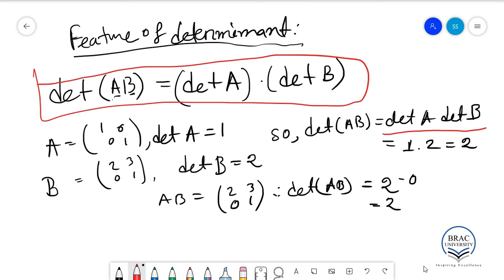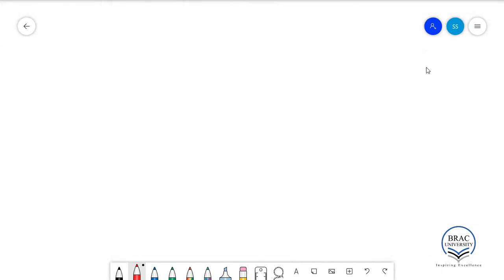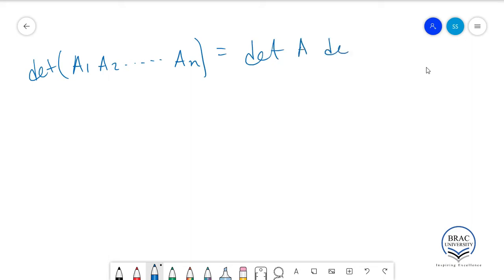So let's say instead of two matrices, let's say I have the most general case, that is I have A1, A2, up to AN, and all of these are square matrices of the same order, and I want to compute their determinant. So this will decompose into determinant of A1, determinant of A2, up to determinant of AN. This determinant is a non-linear operator.